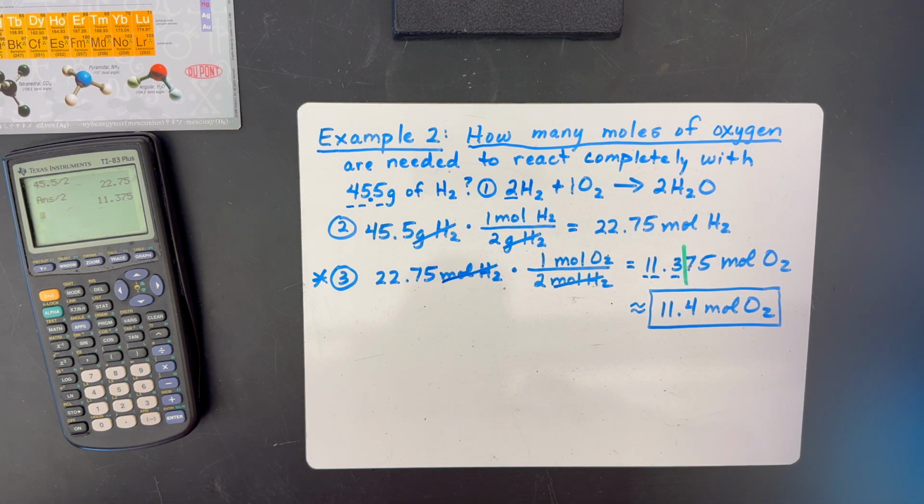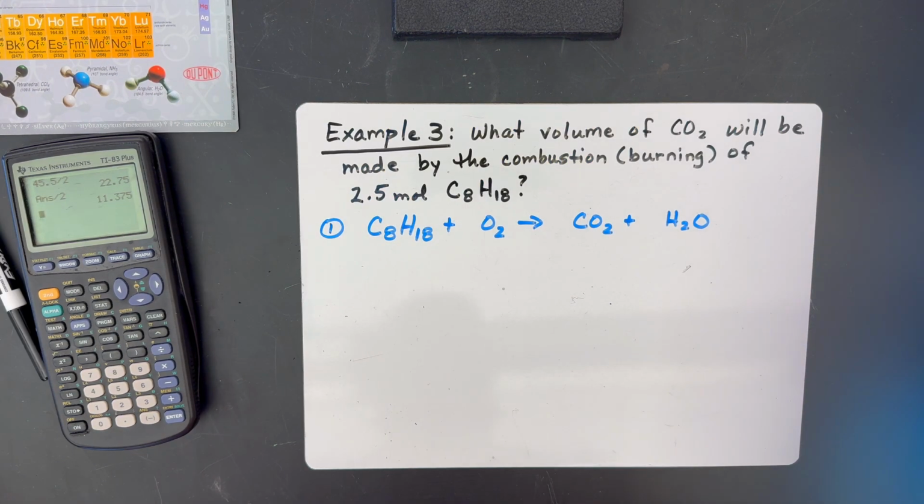In our next example, we're going to incorporate volume. For example 3, we are asked to determine what volume of CO2 will be made by the combustion, which is a fancy name for burning, of 2.5 moles of octane. Octane is the stuff that's in the gasoline you put in your car. That's the part that actually burns, that makes your car go.